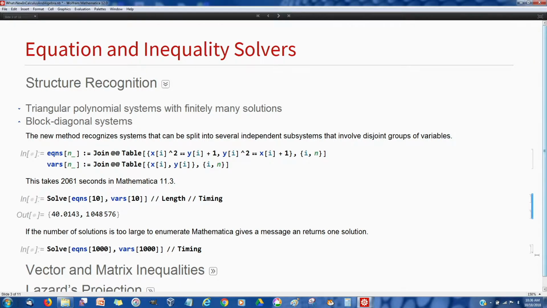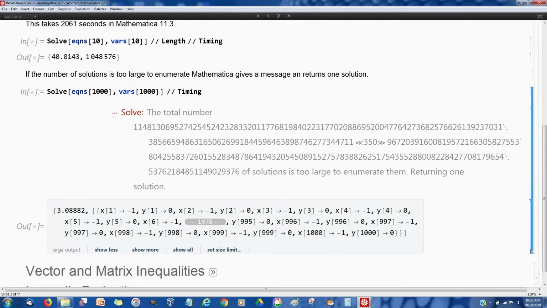And here is something else. If the number of solutions is too large, we can easily detect that. We have a system with, here, 2 to the n solutions. So if we make n equal 1,000, we will not be able to enumerate the solutions. In this case, instead of just hanging or running out of memory, we give a message and return one solution. So we can get one solution in 3 seconds, and this is the 2 to 1,000, I guess, the total number of solutions.